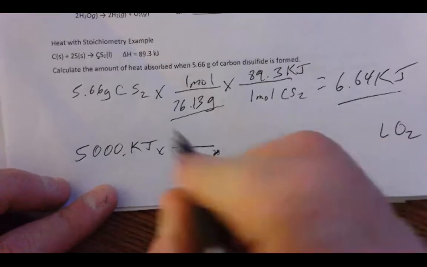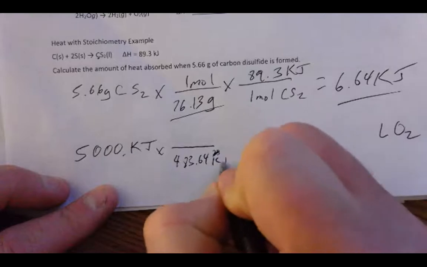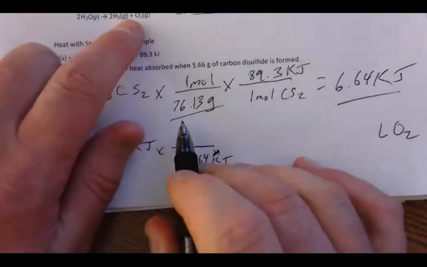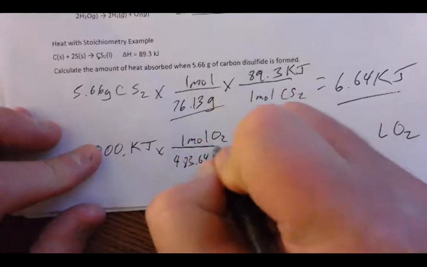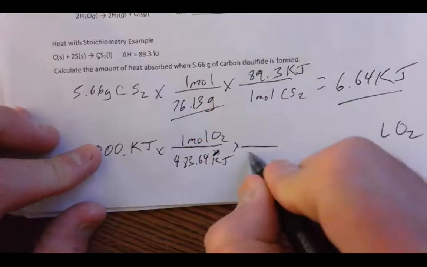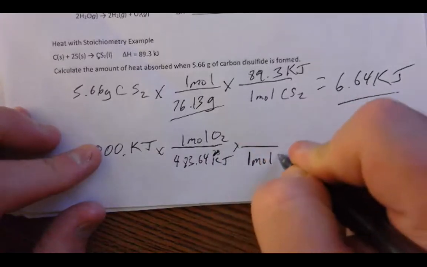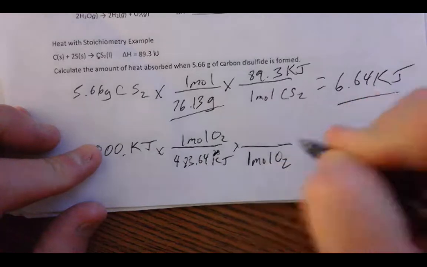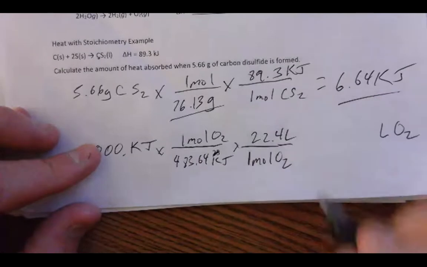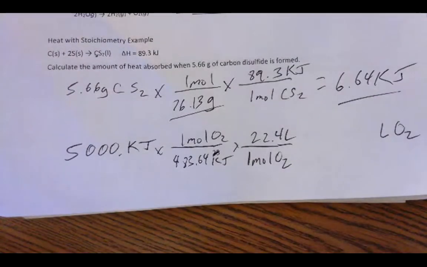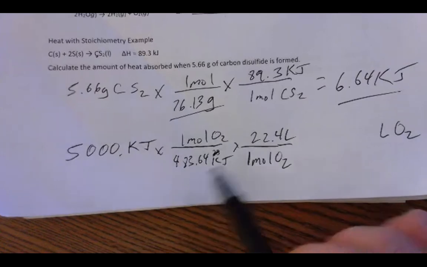It takes 483.64 kilojoules to make 1 mole of oxygen. Every 1 mole of oxygen at STP takes up how many liters? Every 1 mole of oxygen at STP takes up 22.4 liters of space. 5,000 divided by 483.64 times 22.4.